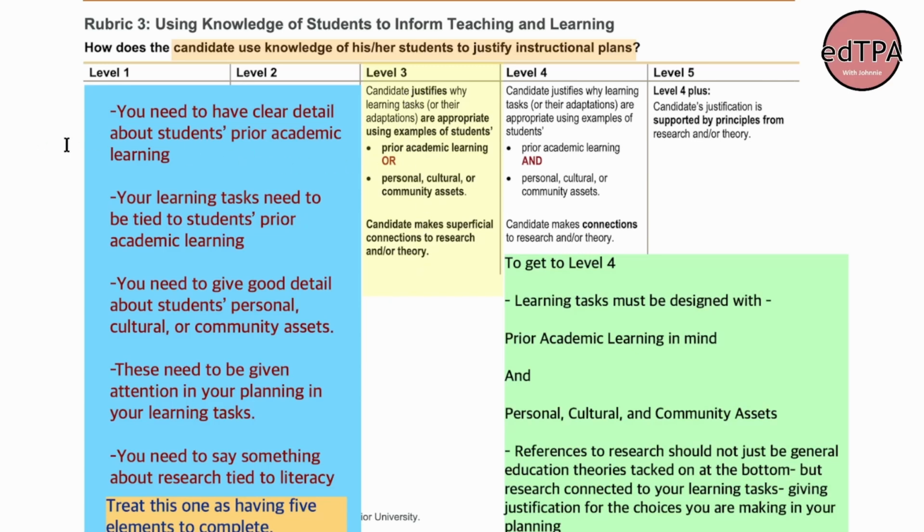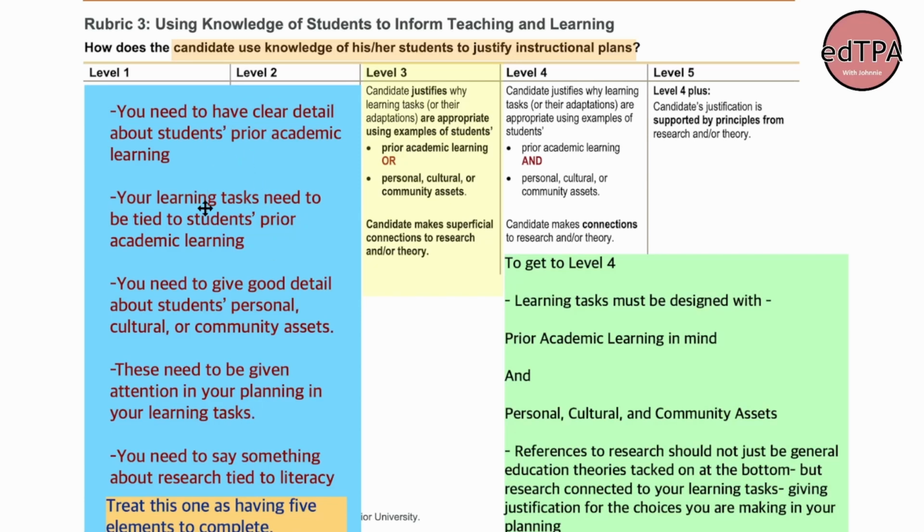I write, you need to have clear detail about your students' prior academic learning. Your learning tasks need to be tied to students' prior academic learning. So you need to say what it is, but you also say why the tasks connect to their prior learning. You need to give good detail about your students' personal, cultural, community assets. So you need to describe what they are. And then you need to give these assets attention in your planning and learning tasks.